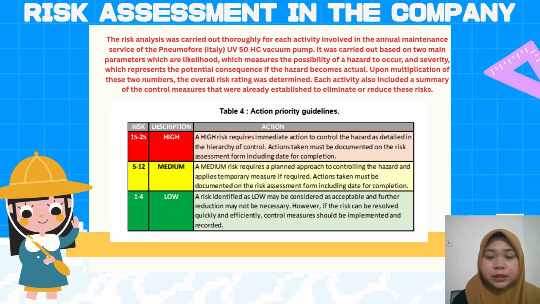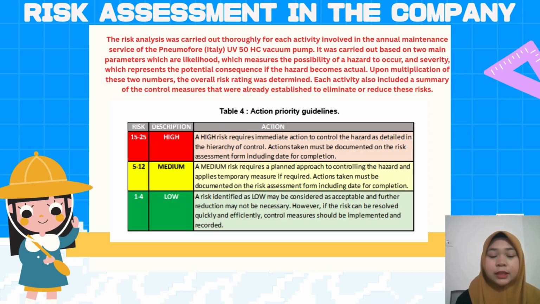The risks are categorized into three. The first one is low. The risk is 1 to 4. A risk identified as low may be considered acceptable and further reduction may not be necessary. However, if the risk can be resolved quickly and efficiently, control measures should be implemented and recorded. The next is medium, where the risk is 5 to 12. Medium risk requires a planned approach to controlling the hazard and applying temporary measures if required. Actions taken must be documented on the risk assessment form, including date for completion.